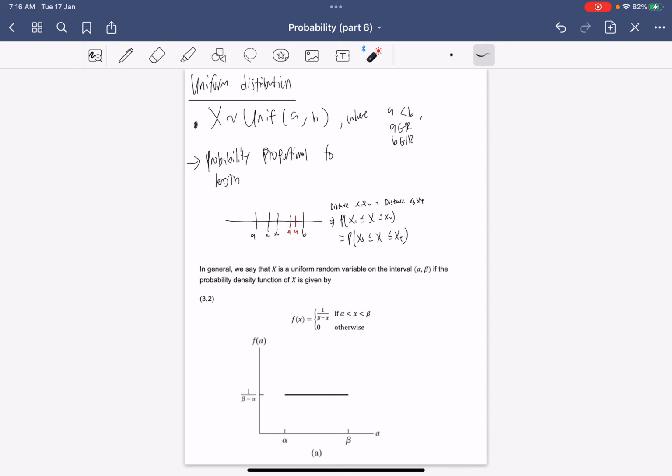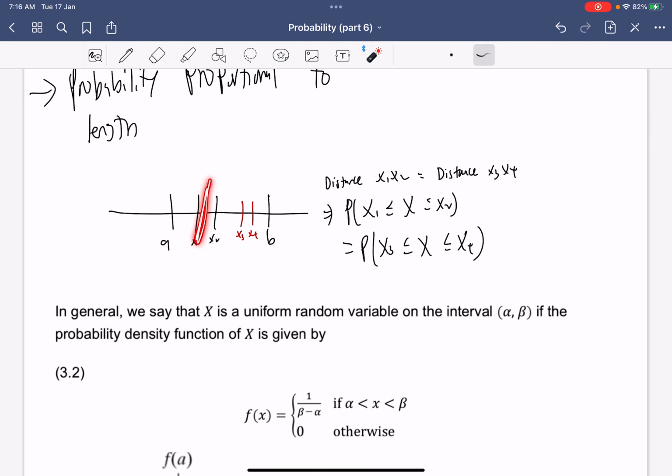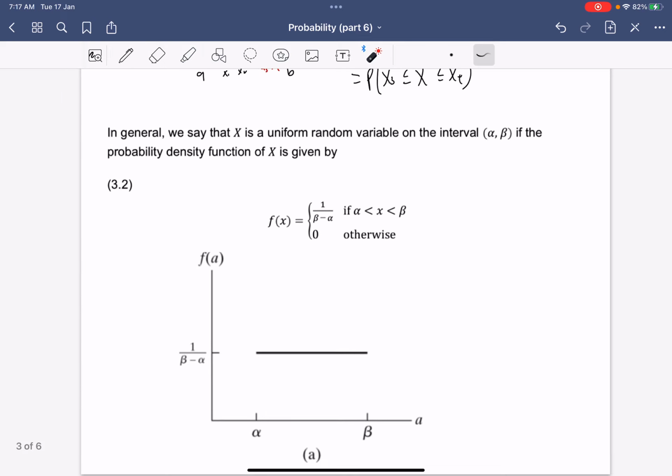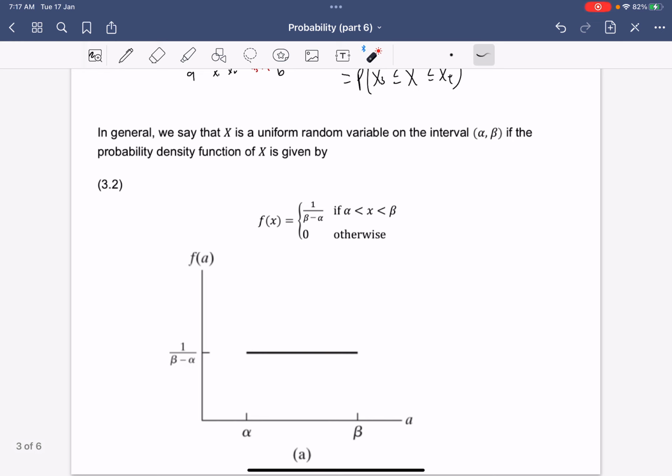And so when we have a sub-interval inside A to B, say x1 to x2, and it has the same length as the distance from x3 to x4, we want to capture the idea that they have the same probability when you integrate over them. And so in order to do so, for any equal length sub-interval, it has to be a constant basically.